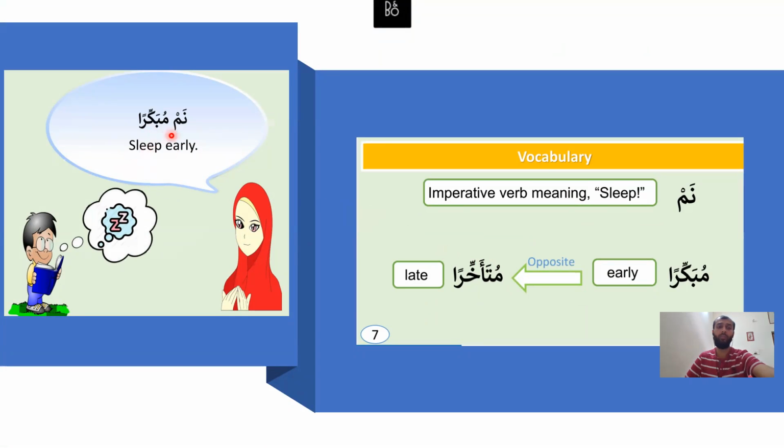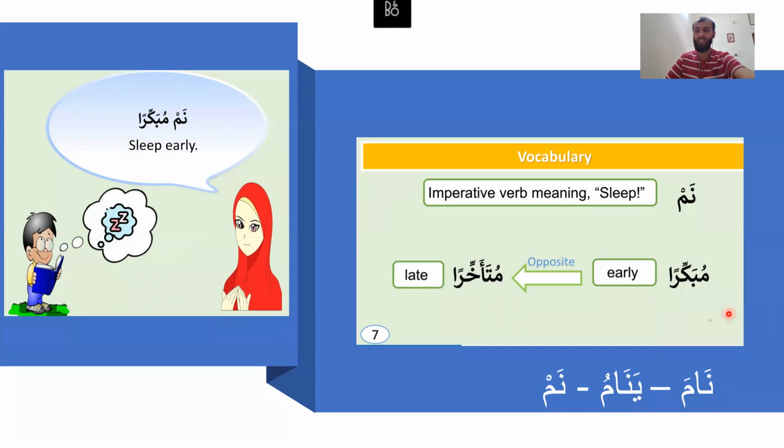If you're sleeping early, you would say anamu mubakkiran. Nama means he slept, past tense. Yanamu is he sleeps. Namat would be she slept, tanamu would be she sleeps. Nam means sleep, so to say sleep early, it would be nam mubakkiran.